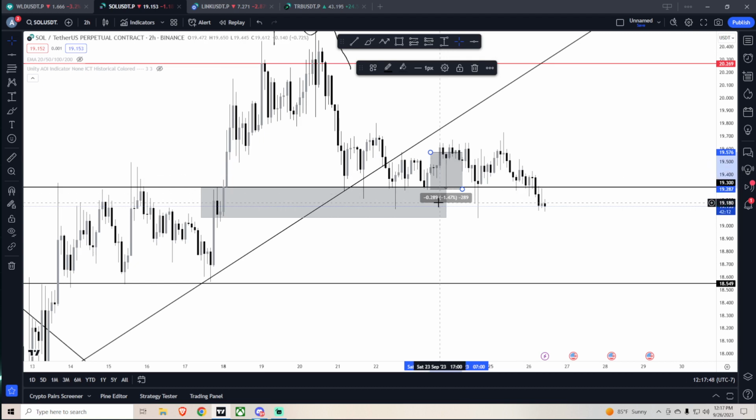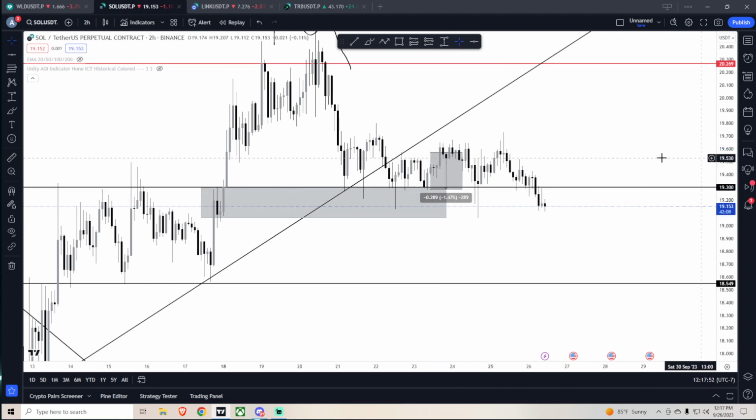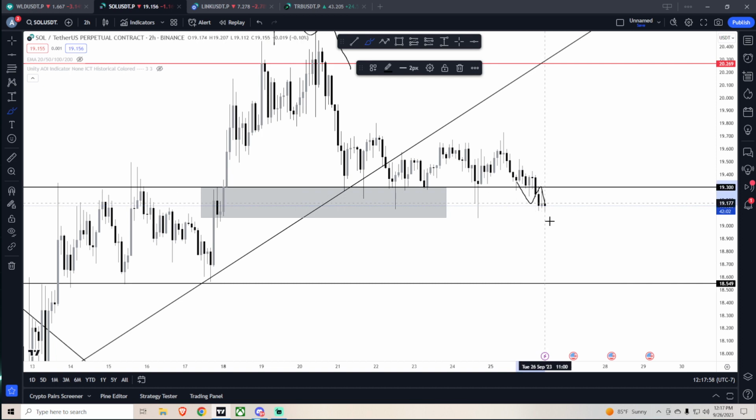Okay, so if I added, if I TP, the next area that I want to add in is going to be, here's the support line. Once we turn that support into resistance, I'm going to add. In that case, we broke down, retested, okay, confirmed resistance on the 2 hour. So I would have added right there, okay.